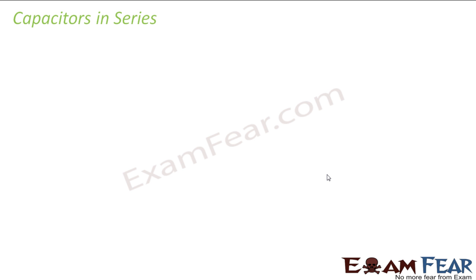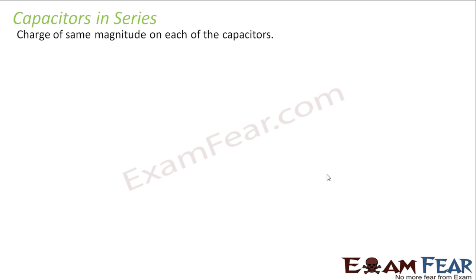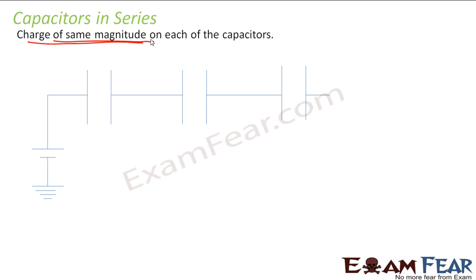What do I mean when I say capacitors arranged in series? That means multiple capacitors are arranged in such a way that the charge is of the same magnitude on each of the capacitors. So when we say that there are 10 capacitors arranged in series, we mean that the charge on each of those 10 capacitors is the same. They will be arranged somewhat like this.